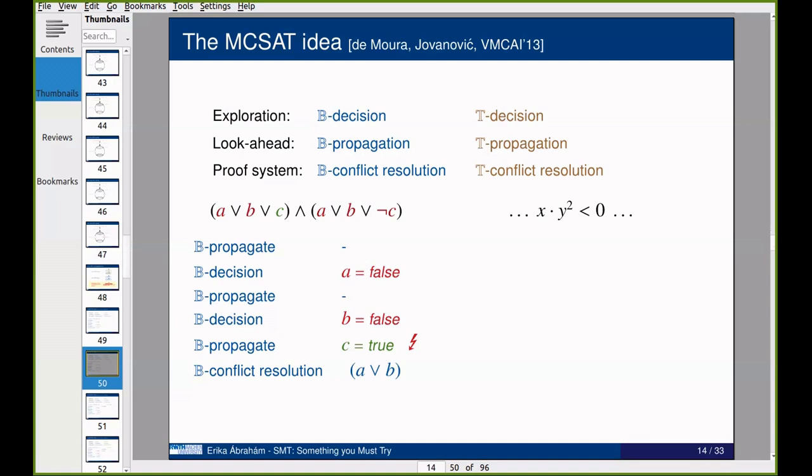Assume now this is part of our formula. X times y squared is less than 0. And we are in the real domain.